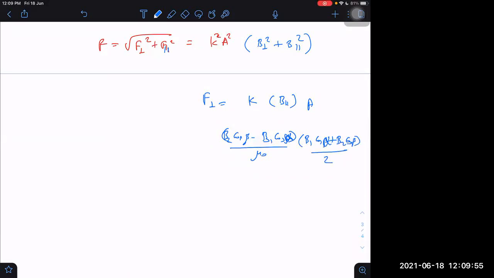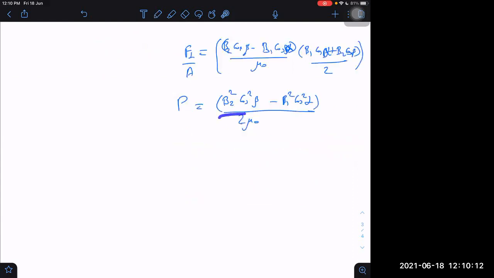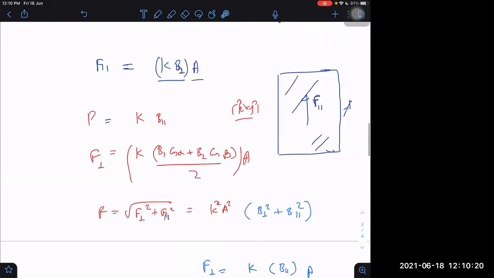So what is F perpendicular upon area? That is coming out to be the pressure, which is equal to B2 square cos square beta minus B1 square cos square alpha, divided by 2 mu naught, which I told you yesterday that the pressure will be just this. But here we are more accurate now, because somebody may say that I want to consider the other force, although we don't call this pressure. Normally, if somebody is asking you pressure, I think we can call pressure only the one which is perpendicular to the area, not the one which is parallel to the area. Usually we don't refer to the pressure term for that.